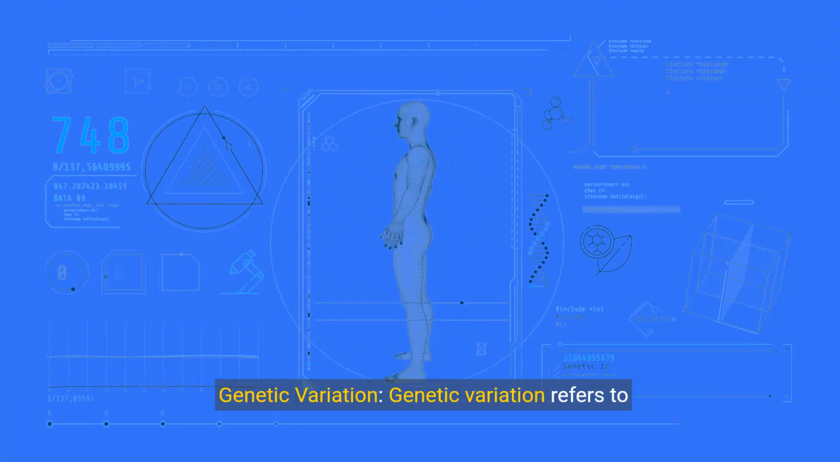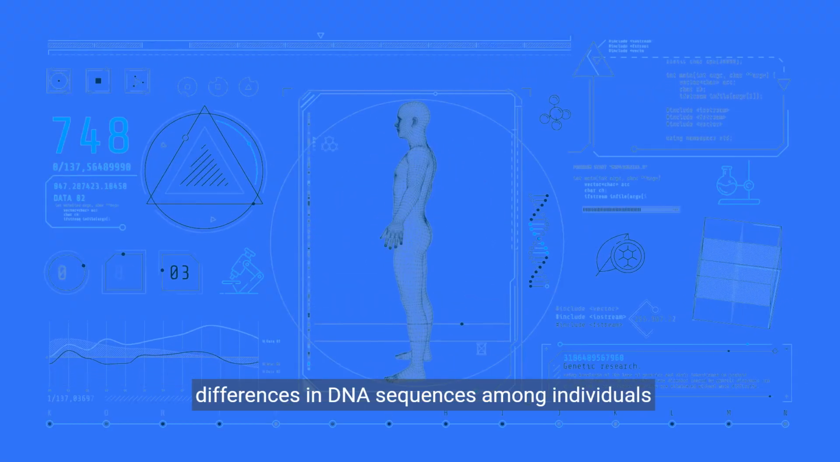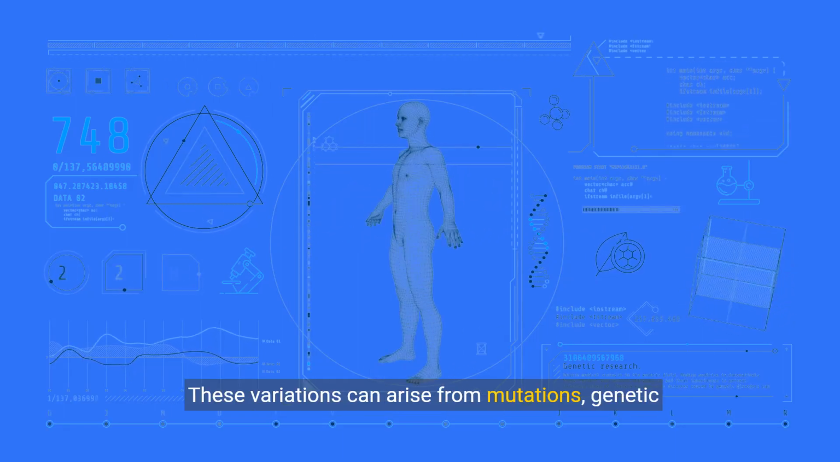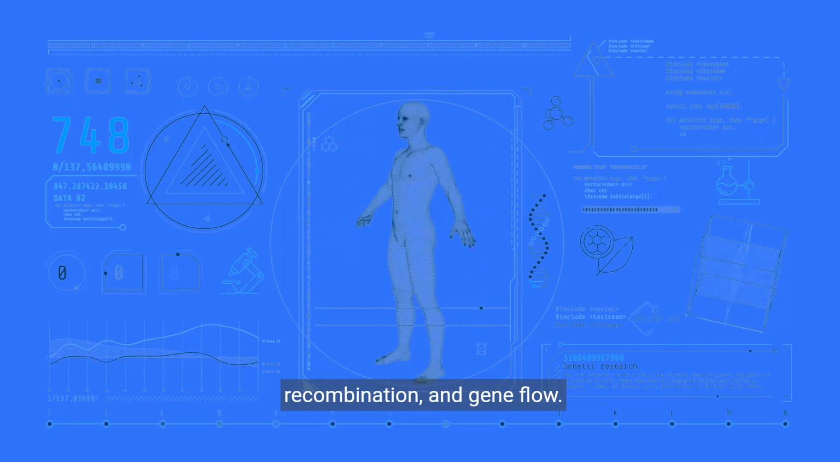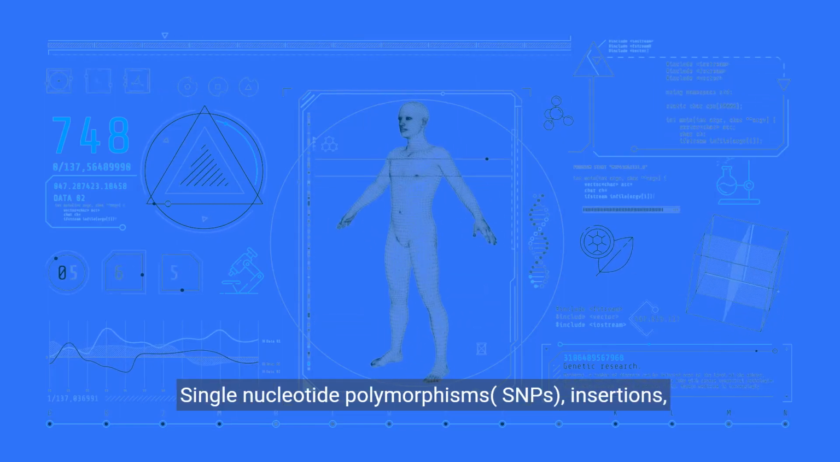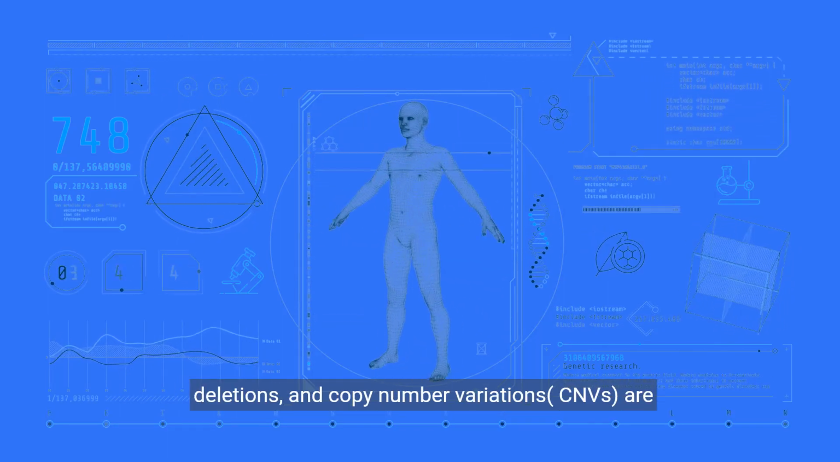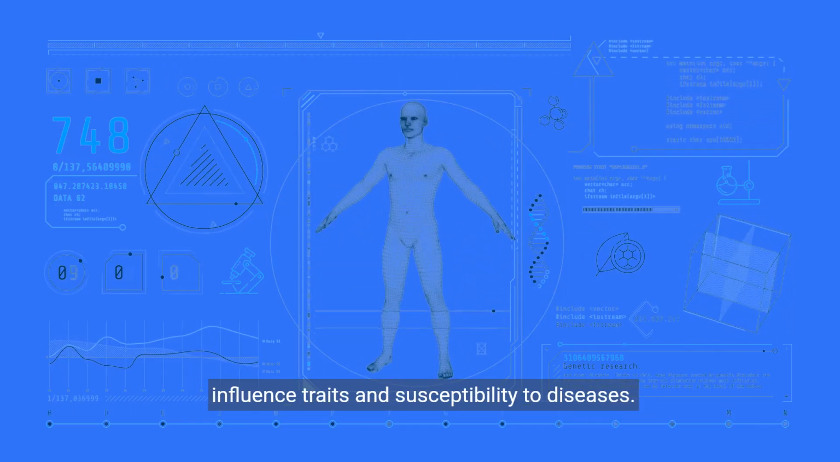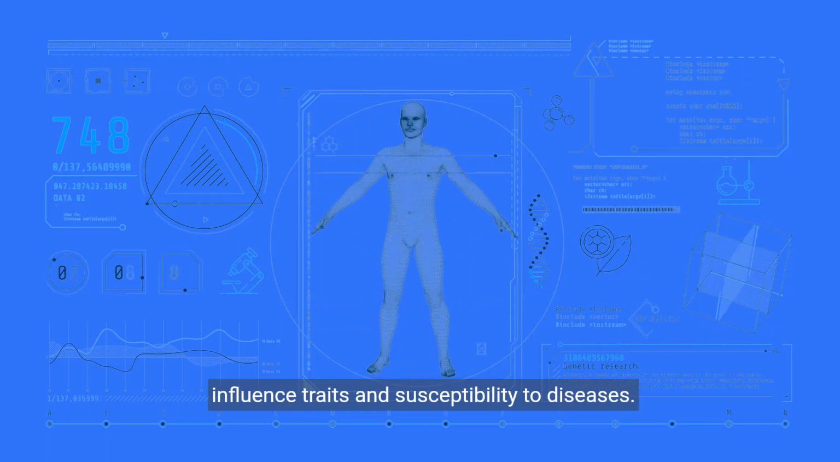Genetic variation. Genetic variation refers to differences in DNA sequences among individuals within a population. These variations can arise from mutations, genetic recombination, and gene flow. Single nucleotide polymorphisms (SNPs), insertions, deletions, and copy number variations (CNVs) are common types of genetic variations that may influence traits and susceptibility to diseases.